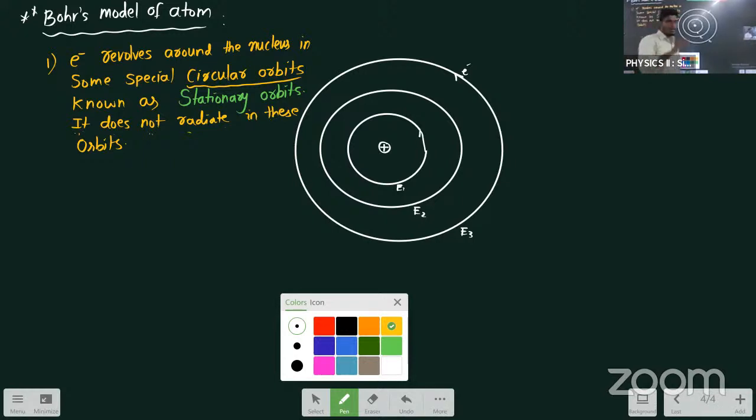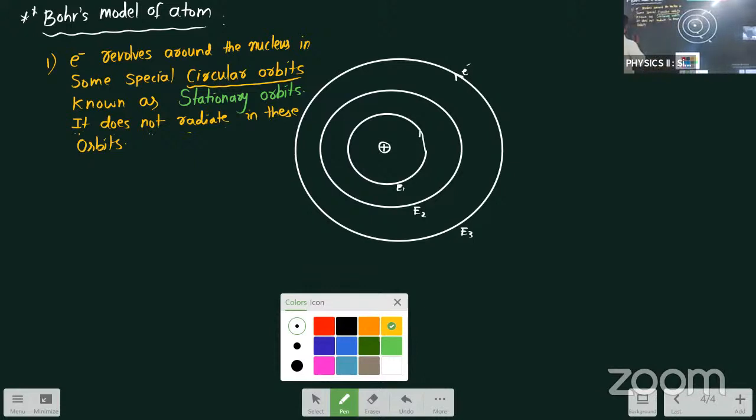So the defect of the Rutherford model: Rutherford's model said that the electron is accelerating around the nucleus. Scientists asked the question: if the electron is accelerating around the nucleus, it should continuously emit energy and eventually fall into the nucleus, and the atom should collapse. To remove this difficulty, Bohr said that electrons revolve only in certain special circular orbits called stationary orbits, in which the electron does not radiate any energy. This was the first postulate given by Bohr.